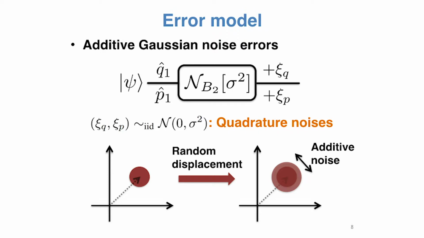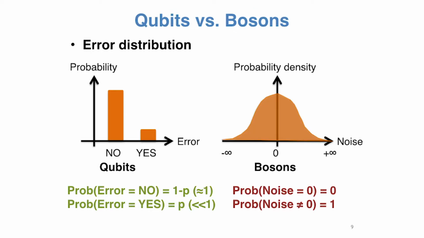To make the discussion more concrete, I'm going to consider this additive noise error, which one can think of as a random Pauli error, because what this additive noise error does to my bosonic state is induce some random displacement error, and a displacement error is kind of like a Pauli error, so it's going to add some noise to my quadratures. So that's the error model that I'm considering.